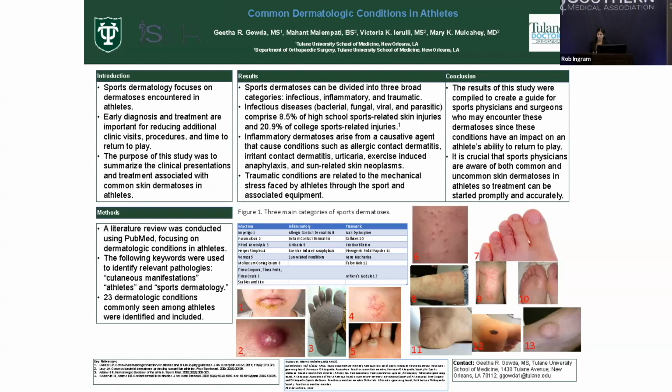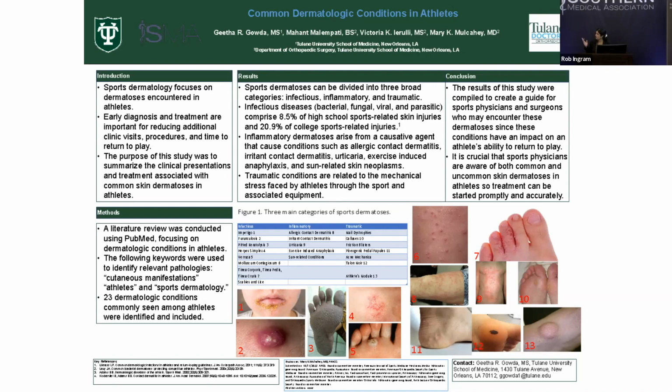And then finally, traumatic conditions, any kind of mechanical irritation that athletes are definitely prone to with different kinds of equipment that they might use, just the physical motion of some of the sports that they engage in, things like that really create some kind of conditions, especially like marathon runners. They sometimes develop things on the back of their heels and stuff. So that's the purpose and background of that one.